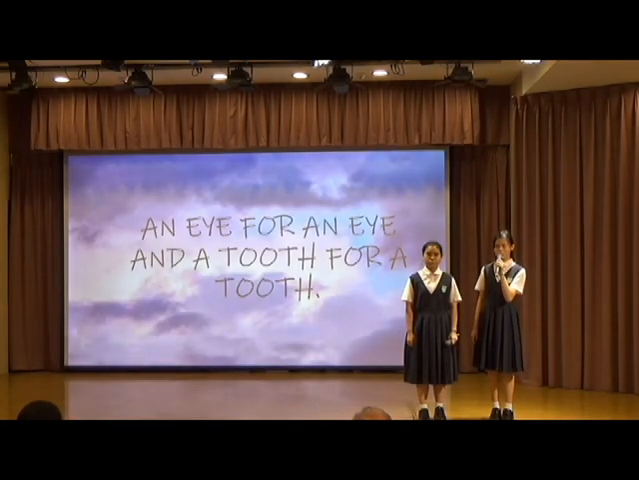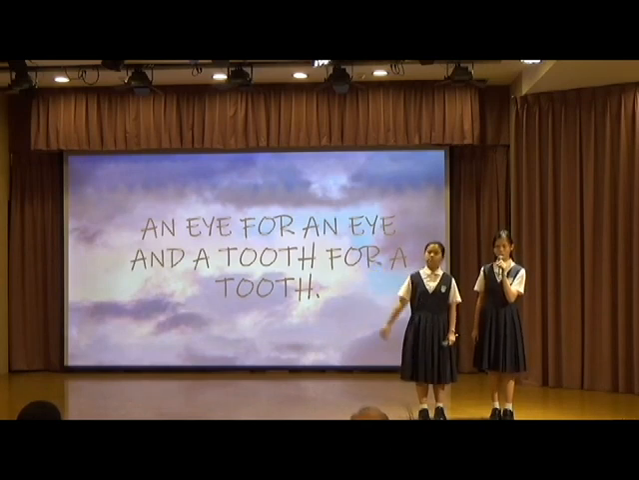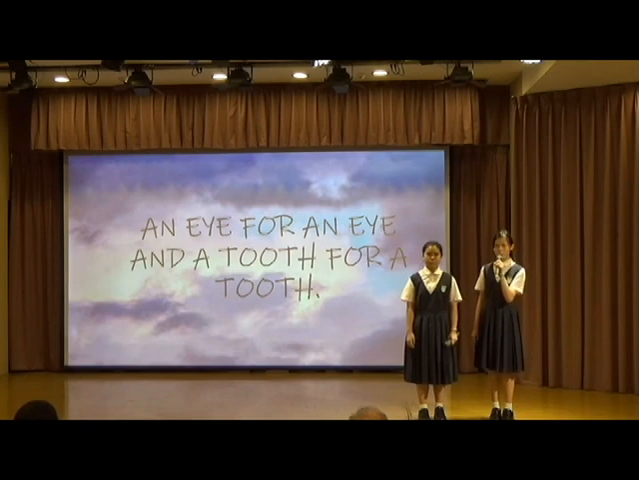The most important idea of the Code of Hammurabi is an eye for an eye and a tooth for a tooth. The meaning of it is that if someone does something wrong, that person should be punished by having the same thing done to them.